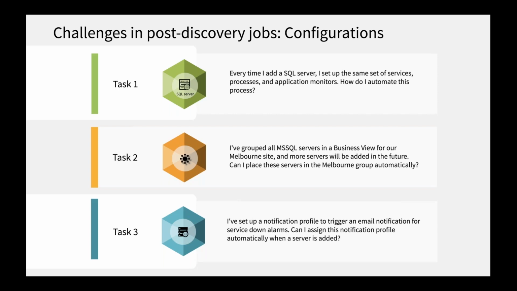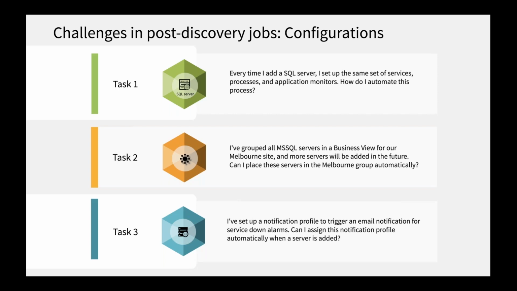And not only that, you want to set up a notification profile to trigger an email notification when any service down or process down alarm is identified by OpManager. And you may want to associate this notification profile with some of the devices. So these are some of the post-discovery jobs that you will do when a device is discovered in the monitoring system. You might want to set up the performance metrics, group the devices into specific business view groups, and set up the notification profiles. There is a feature that helps you automatically configure this.